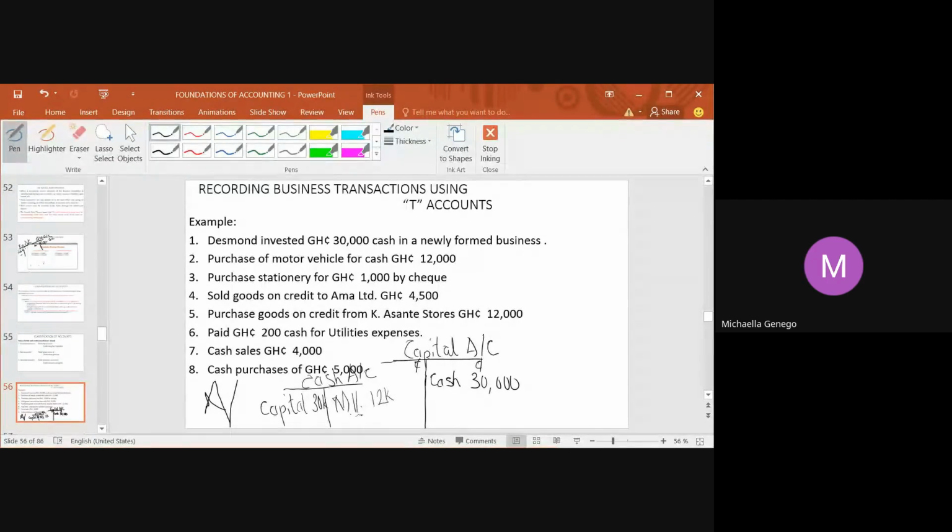So what are we doing to the cash account? Are we crediting or debiting? We're debiting.